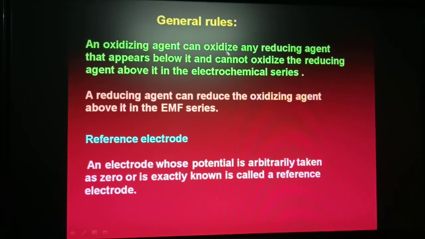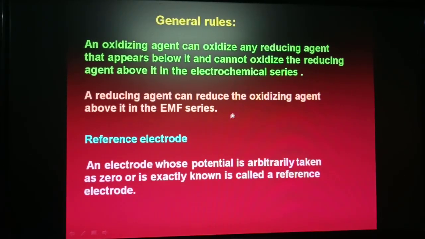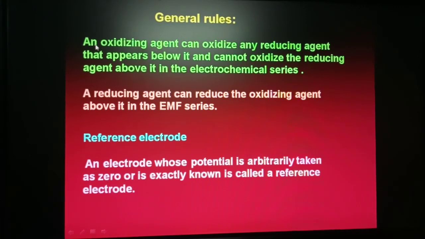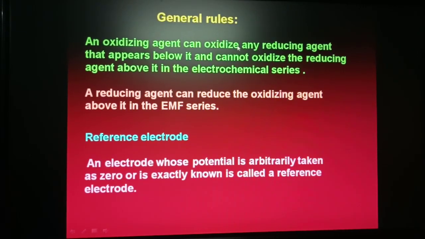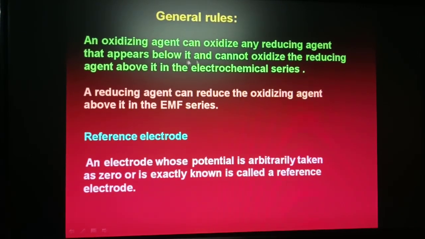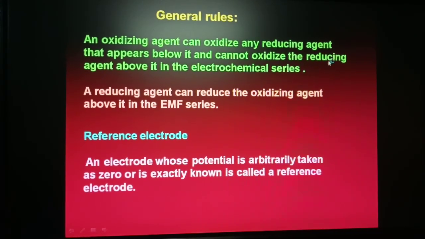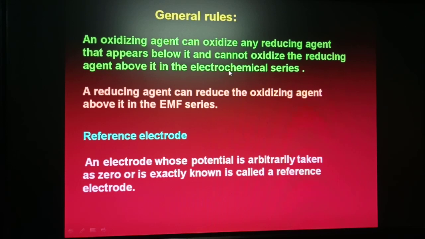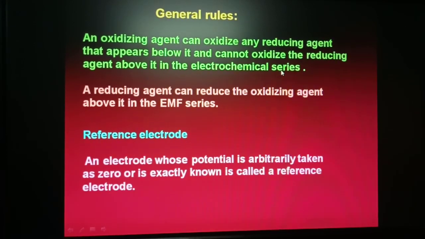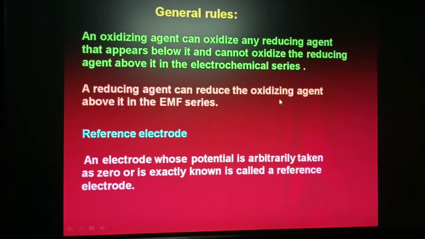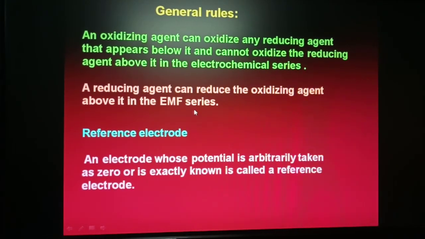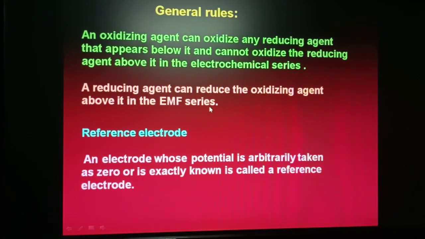Now, let us see the two general rules for the EMF series. An oxidizing agent can oxidize any reducing agent that appears below it and cannot oxidize a reducing agent above it in the EMF series. A reducing agent can reduce the oxidizing agent above it in the EMF series.